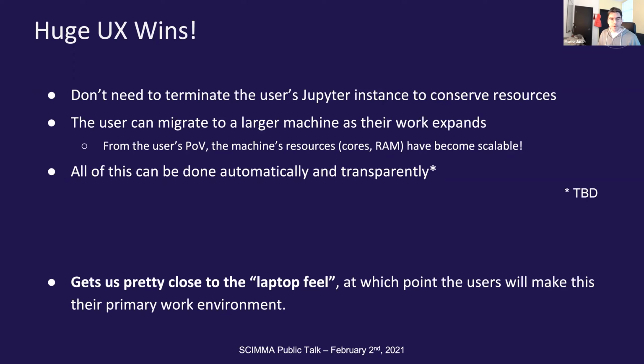Because on my laptop, when I run out of cores, there's not much I can do. So from the point of view of the user, the machine's resources themselves become scalable. I can start working on 1 core and 2 gigabytes of RAM, and then I can scale up to 100 gigabytes and 60 cores if my work takes me there. And that's fantastic. That's really liberating from the point of view of work.